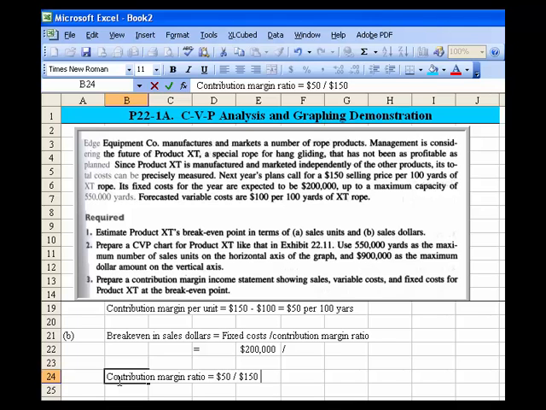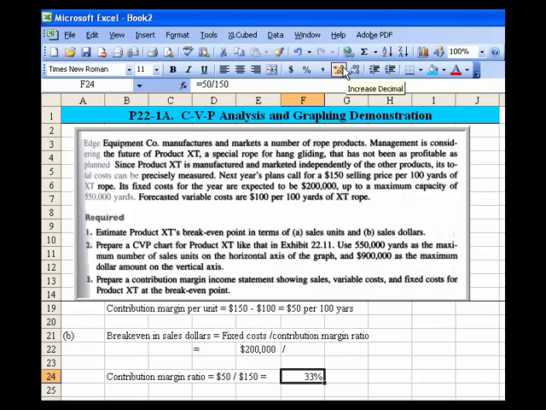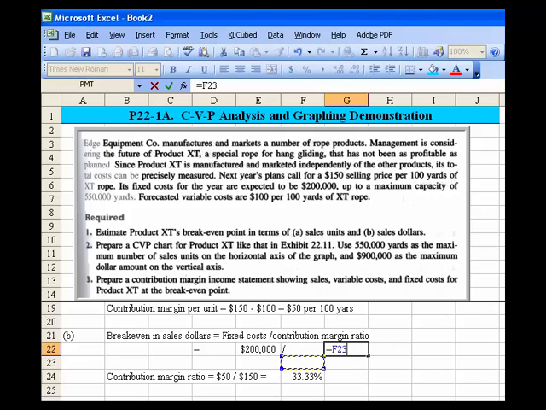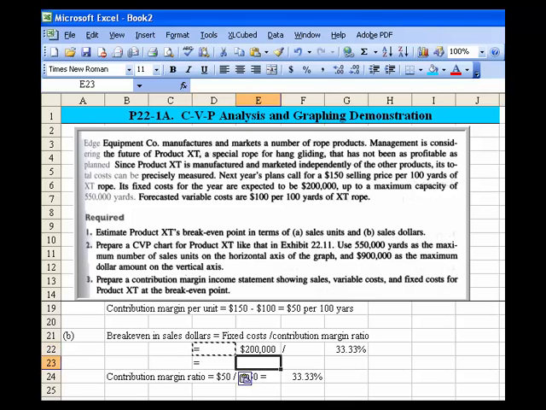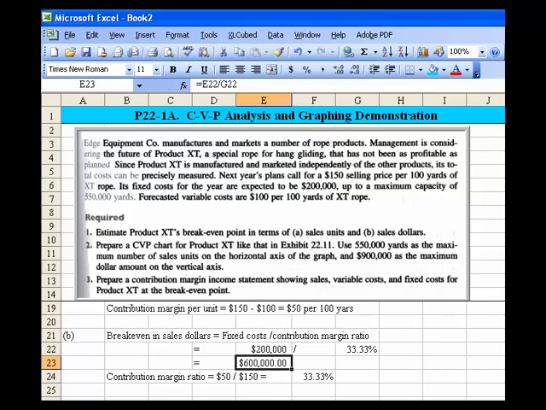If we divide that out, we take the 50 divided by 150, and what do we get? We get 33%, and 33.33 is probably as close as we want to get. If we then drop that here, fixed cost divided by the contribution margin ratio, we get the answer to part B, which is that cell divided by that cell. And we wind up with 600,000. Now, this is in terms of sales dollars. We don't need pennies, so I'll put it back.